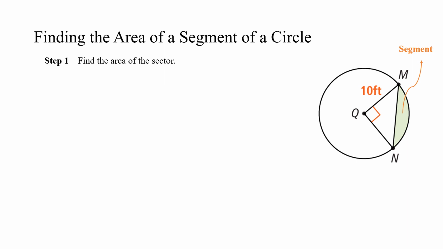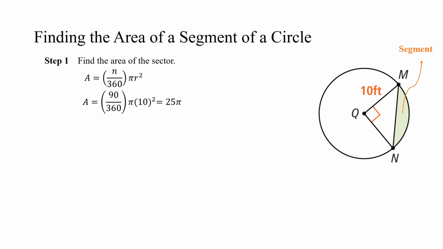So my very first step is to find the area of the sector. I know that I can find the area of a sector by using the following formula: N over 360 times pi times r squared is going to give me the area of the sector. N is going to be the measure of the arc, and r is going to be the radius of the circle. I know that n is 90 degrees. How do I know that n is 90 degrees? Well, if I look at the diagram, the central angle MQN is 90 degrees, so it has to be the case that its corresponding arc, MN, is also 90 degrees. So 90 over 360 times pi times 10 squared equals 25 pi.